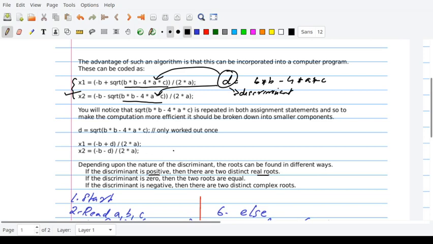So if the discriminant is 0, then this term becomes 0. So your root will be equal to minus b plus 0 by 2a and minus b minus 0 by 2a. So you can write it as minus b divided by 2a. So when the discriminant is 0, you have only one solution, that is, the two roots are equal, which is equal to minus b by 2a. And if the discriminant is negative, then you have two distinct complex roots.